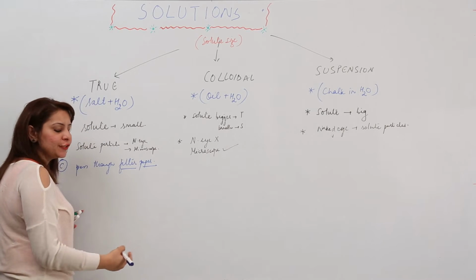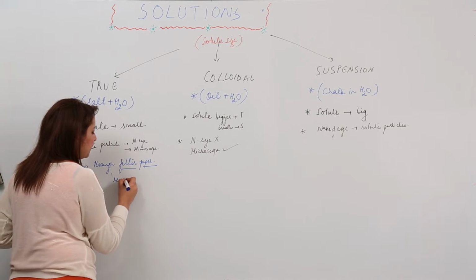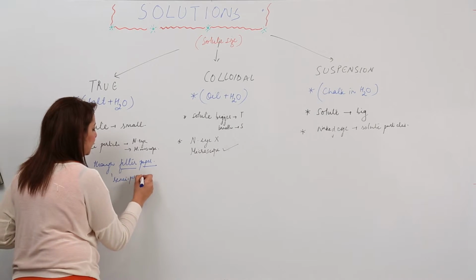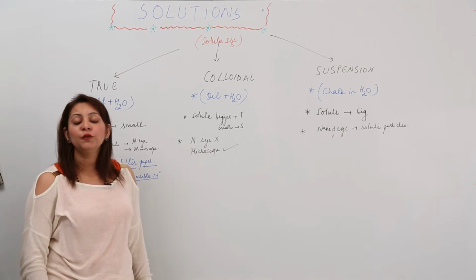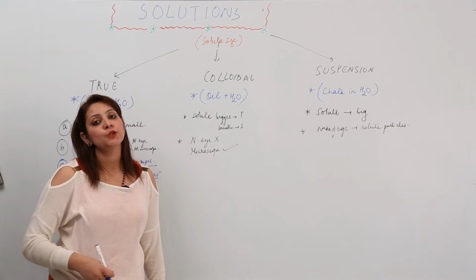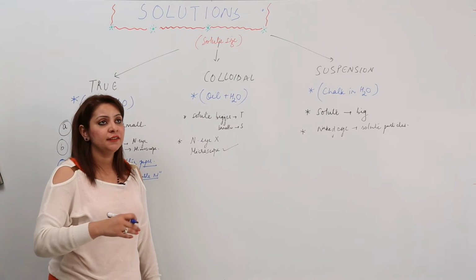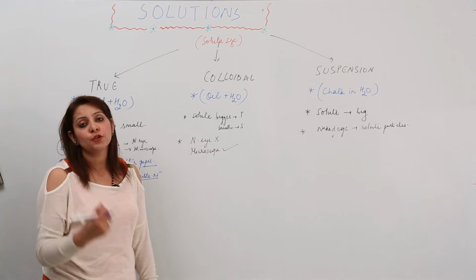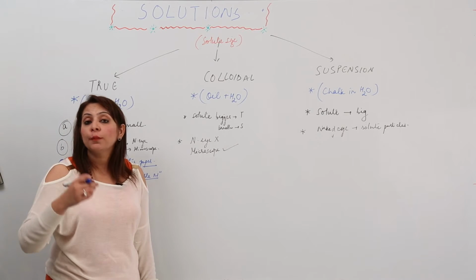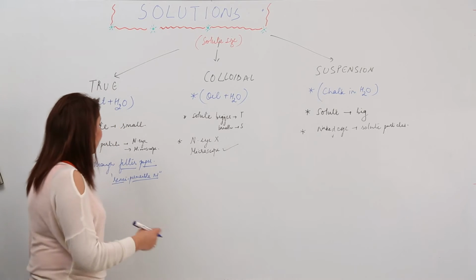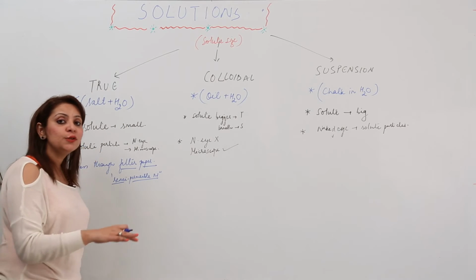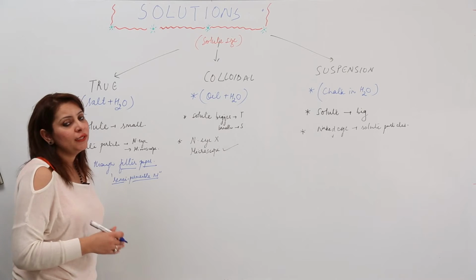Or if instead of using a filter paper, I use a semi-permeable membrane. What do you mean by semi-permeable membrane? A semi-permeable membrane is something which allows selected substances to pass through, and certain kinds of substances are just stopped by it. But when we use that semi-permeable membrane in case of true solution, it allows the whole solution, the solute and the solvent, to pass through it. They don't get separated.